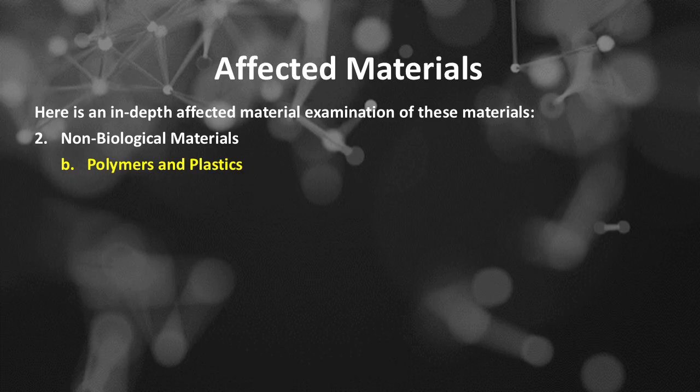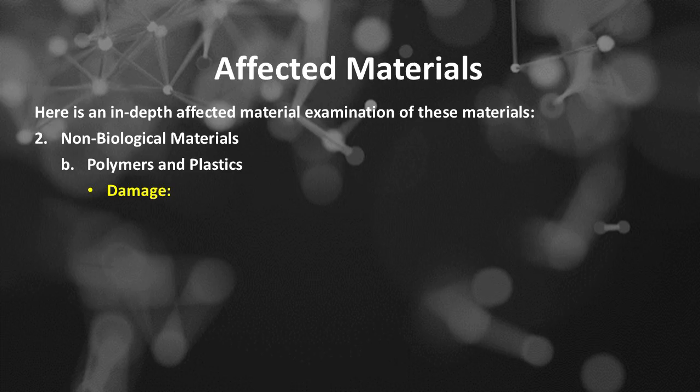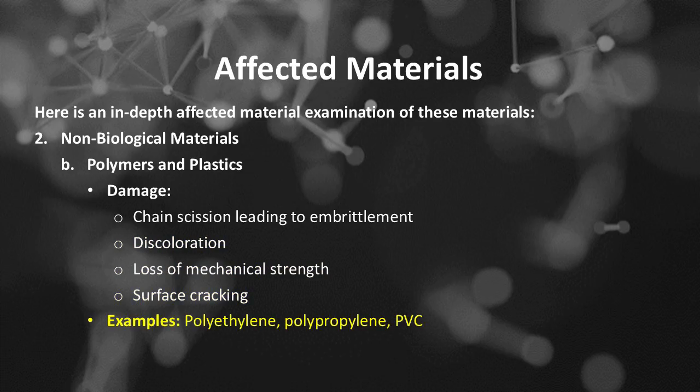Number B of non-biological materials is polymers and plastics. Polymers and plastics description: many synthetic polymers contain susceptible bonds or additives. Polymers and plastics damage: chain scission leading to embrittlement. Discoloration. Loss of mechanical strength. Surface cracking. Polymers and plastics examples: polyethylene, polypropylene, PVC.